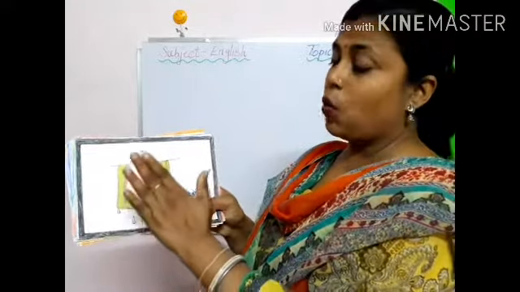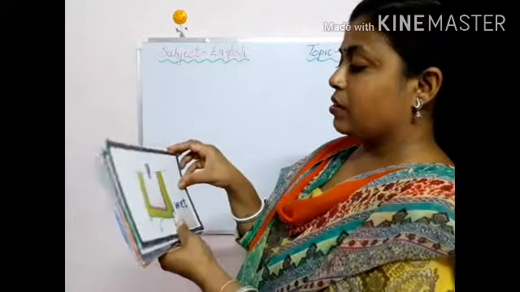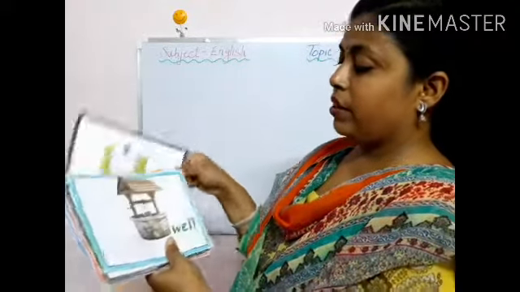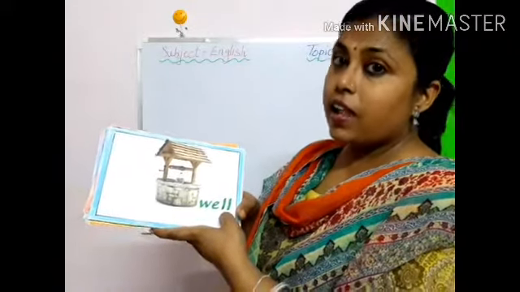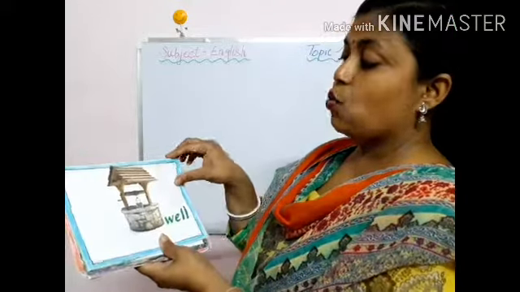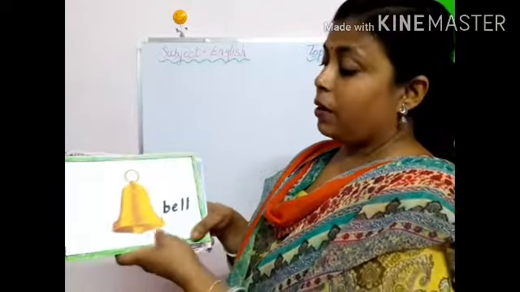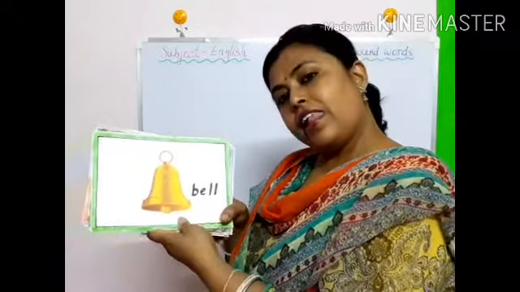Pani mein bhiga hua hai, wet hai. Drops are coming. You see, this is wet. Jo pani mein bhig jata hai. Now we will do E-double-L, L sound words. W-E-L-L, well. This is a well, kuan, jisko gaon mein bolte hain. B-E-L-L, bell. This is a bell.